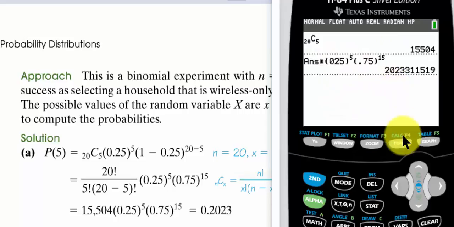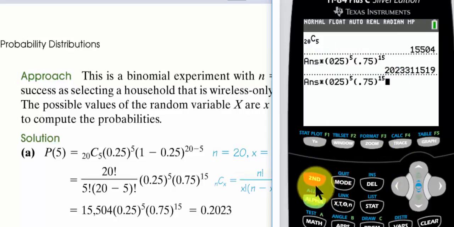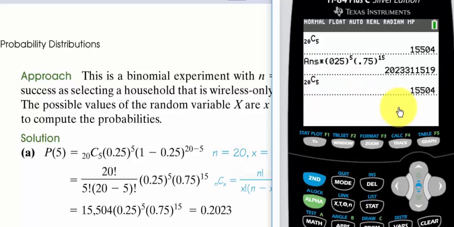So I have to redo that calculation. So let's do this one more time. If I press second enter, it will bring me back to this 20 choose 5. I press enter, and then I'm going to multiply that result times 0.25 raised to the 5th power. And that's going to be times 0.75 raised to the 15th power.